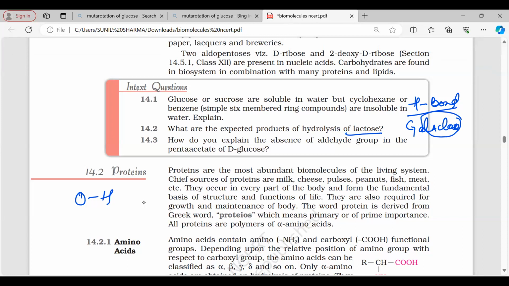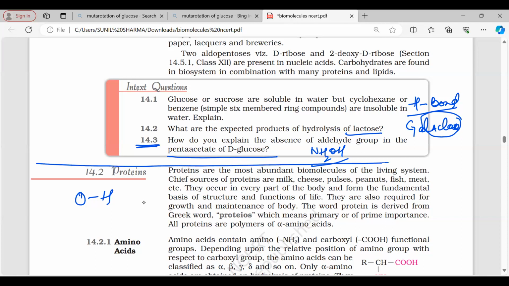Then comes question number 14.3. How do you explain the absence of aldehyde group in the pentaacetate of D-glucose? I would love to hear it. That is because it does not react with hydroxylamine. That's very nice. It means if we complete the NCERT exercise in this chapter, we are not going to lose even a single question, a single mark on it. Right?